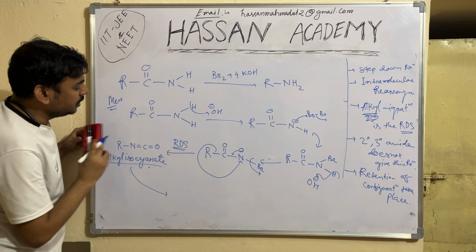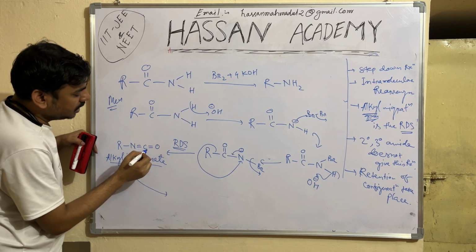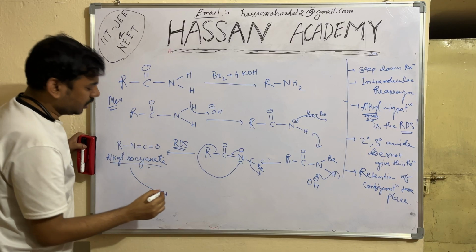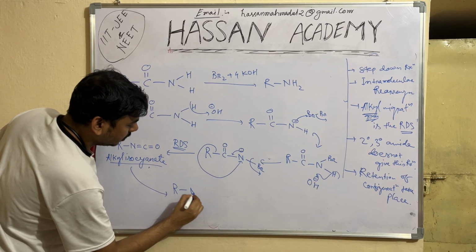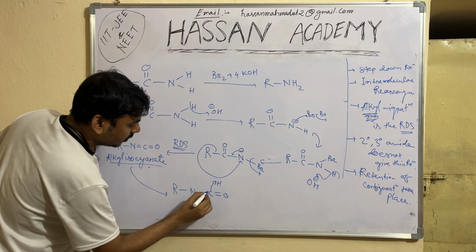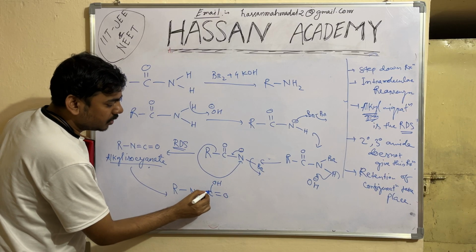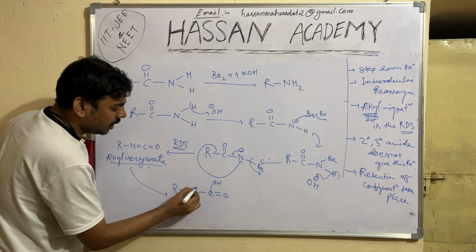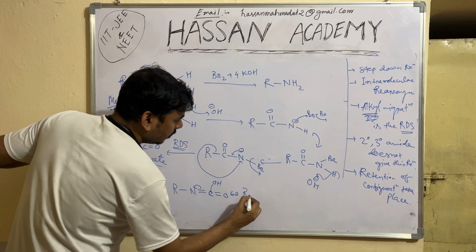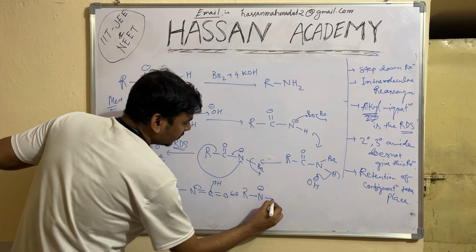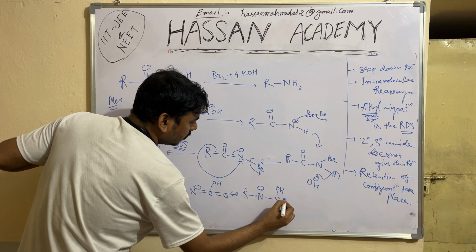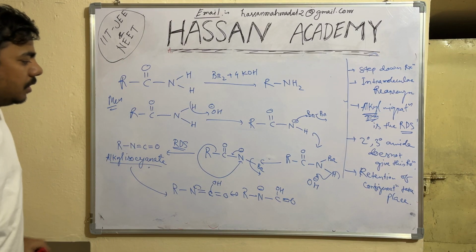So definitely they are pulling electrons towards themselves, this carbon is electron deficient, and due to that another OH⁻ will attack this particular carbon. Once it is attacked, carbon cannot make 5 bonds, so nitrogen will pull one electron pair towards itself like this, and you will get R–N⁻–C(OH)=O. Up to here you have already got it.